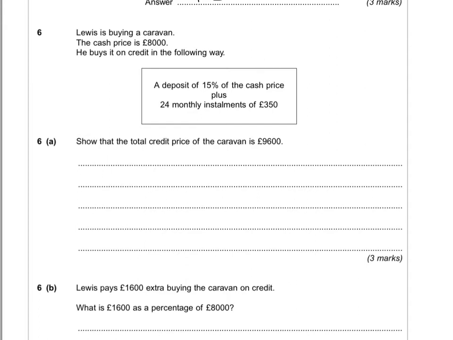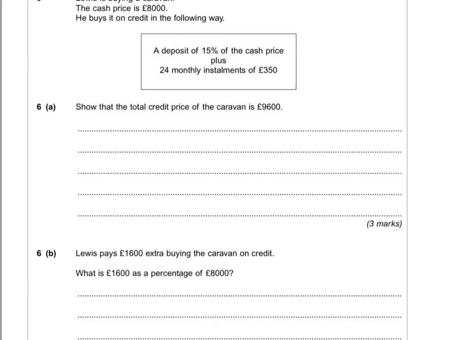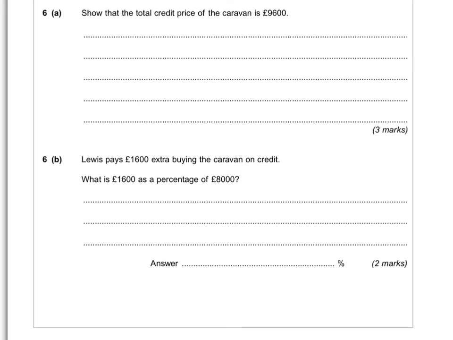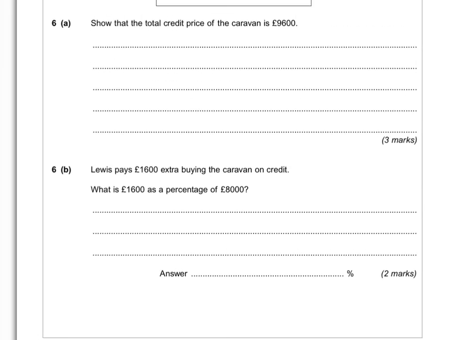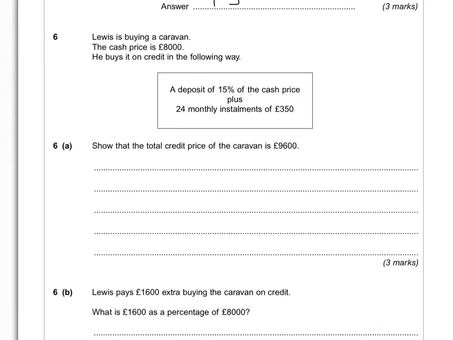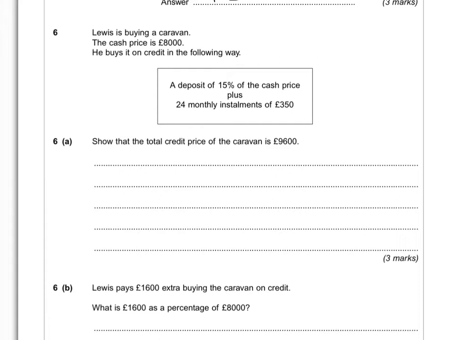So paying by credit means that over the 24 months you'll end up paying more, but you'll be able to afford it as you go along. 6b, as we look down, we have to pay later. An extra £1,600 is bought on credit, and what's that as a percentage? So a bit of percentages and a bit of adding and subtracting to do.